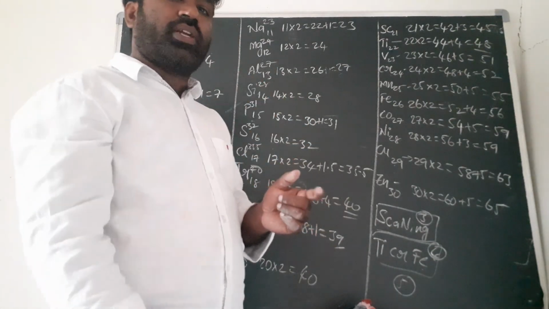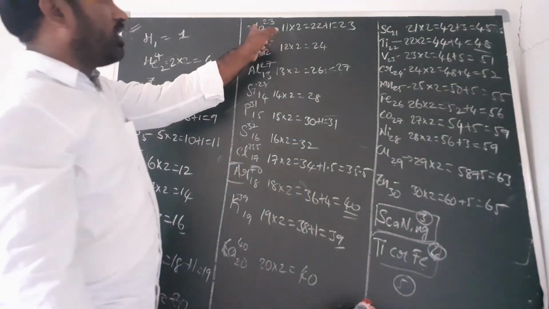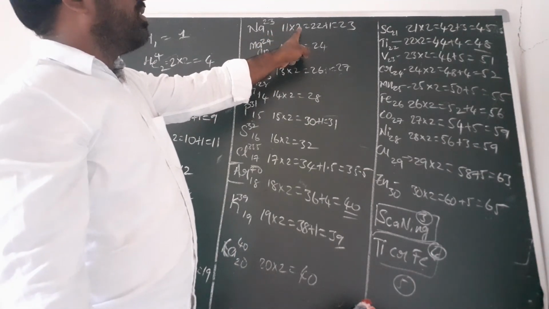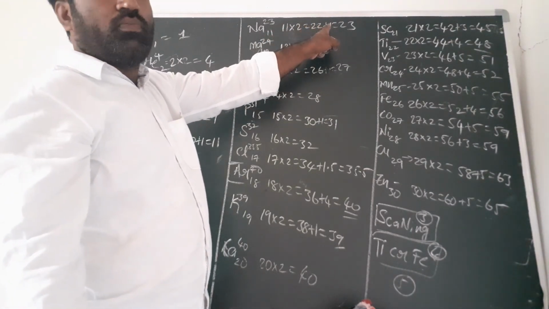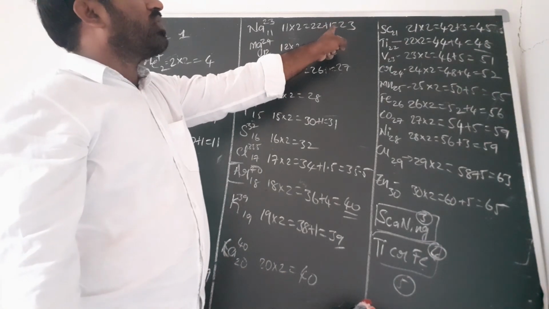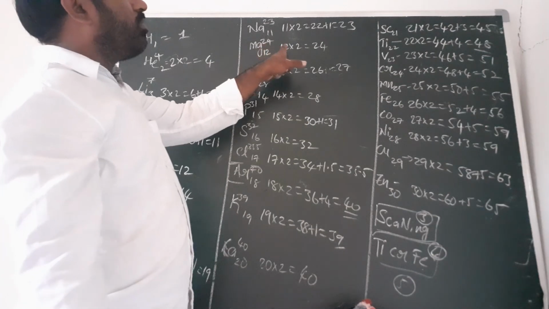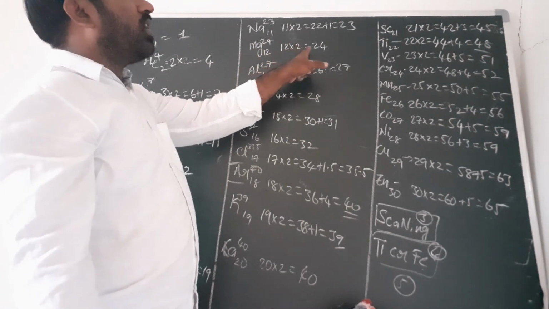For odd atomic numbers, for example, if we take sodium, sodium atomic number is 11. 11 2s are 22. Since it is odd, that's why we have to add one more here. So 22 plus 1, 23. So mass number of sodium is 23. Magnesium atomic number is 12. It is even. 12 2s are 24.